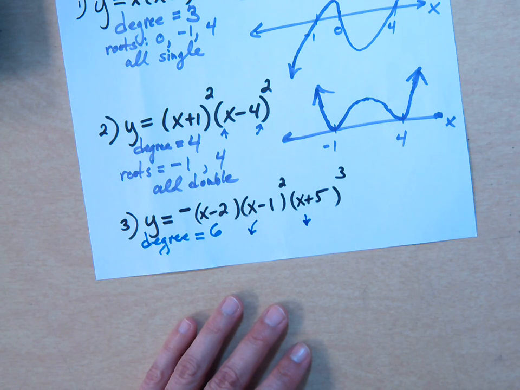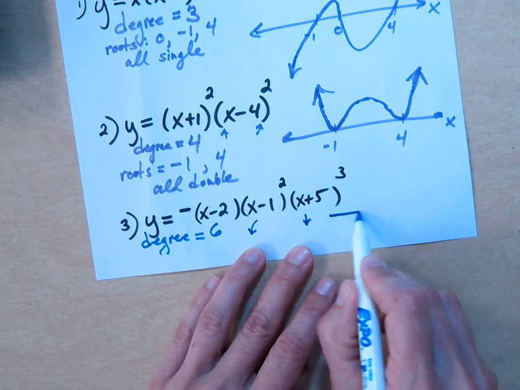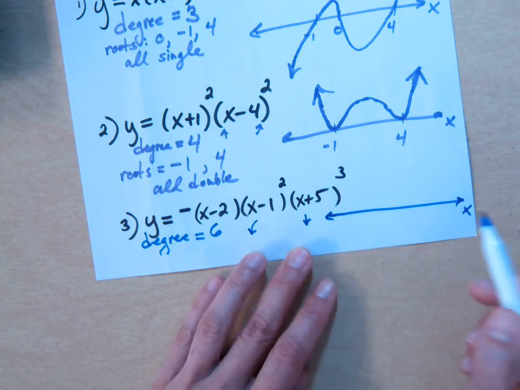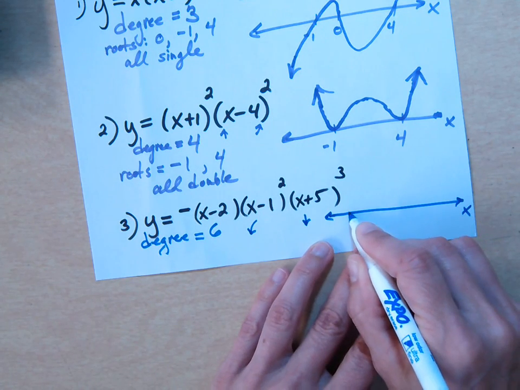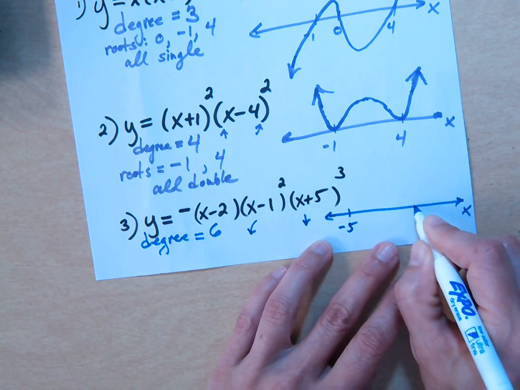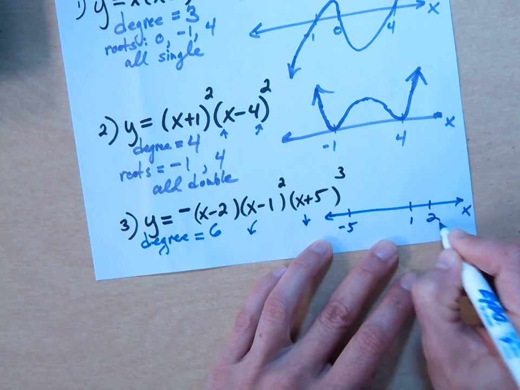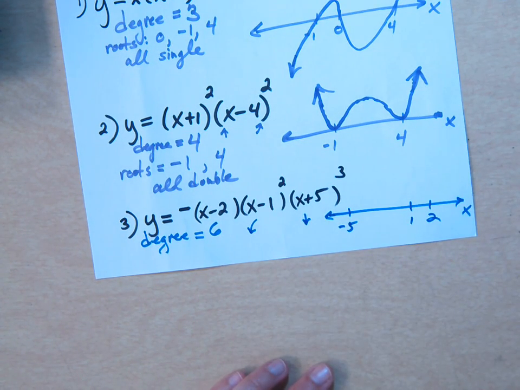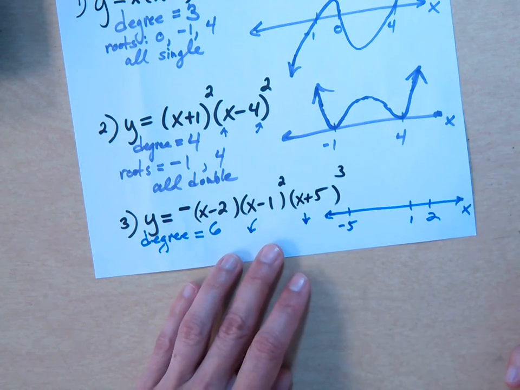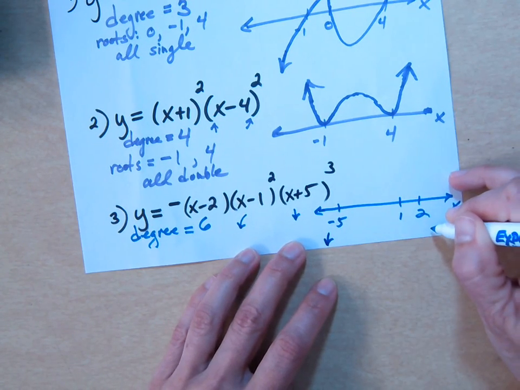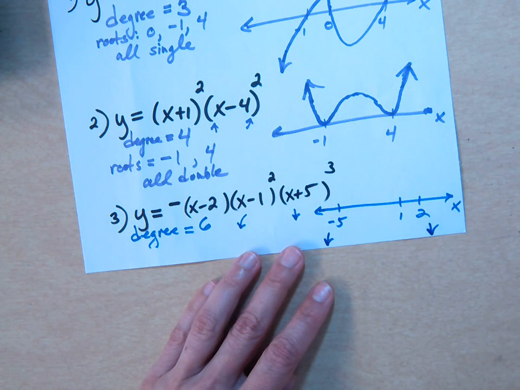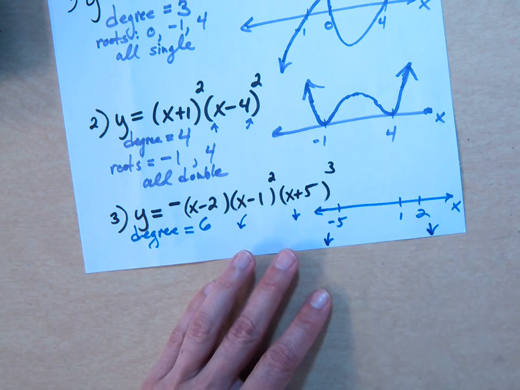All right, so let's go ahead and put our roots on the number line. This is the x-axis. So we have 2, 1, and negative 5. So negative 5, 1, and 2. Just put them in an approximately correct location. And it starts down and ends down, so I'm going to put a down arrow here and a down arrow here. And now we just have to say, okay, does it go through it? Does it bounce off? Or does it flatten out?